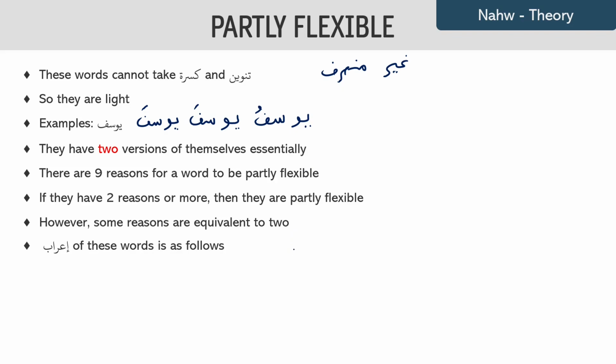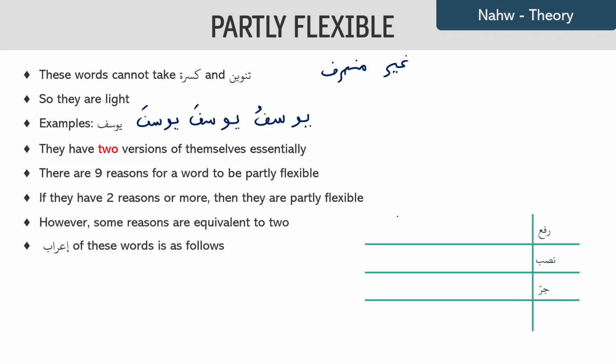And there are 9 reasons for a word to be partly flexible. And if a word has 2 out of the 9 reasons or more, then we can consider it to be partly flexible, and we can say that it cannot take kasra and it cannot take tanween. However, some of these reasons are equivalent to 2, meaning that one reason can basically count as 2. And the i'rab of these words is as follows in the respective status.